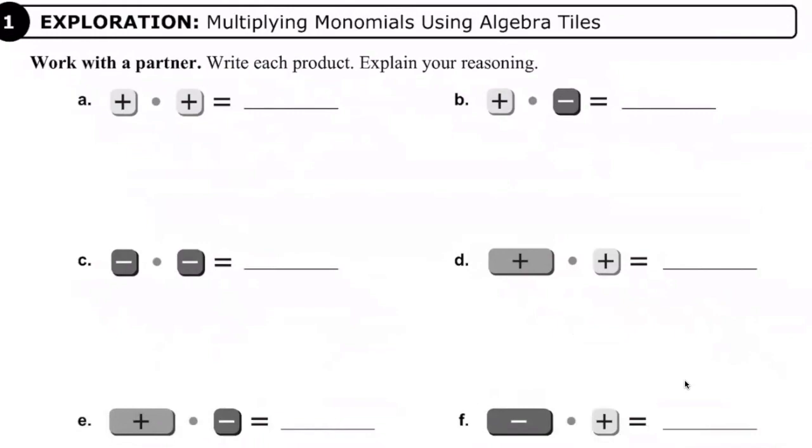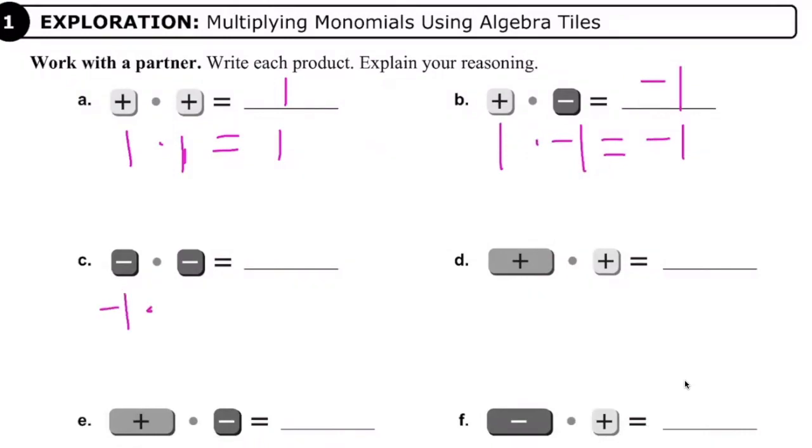So remember, the tiny squares, whether it has a plus or a minus, represents 1. So that means positive 1 times positive 1, which we know gives us positive 1. Two positives gives us a positive. Well, now we know the rule of one positive times a negative gives us a negative 1. And a negative times a negative gives us a positive. So if it's the same, it's positive. If they're different, it's negative.